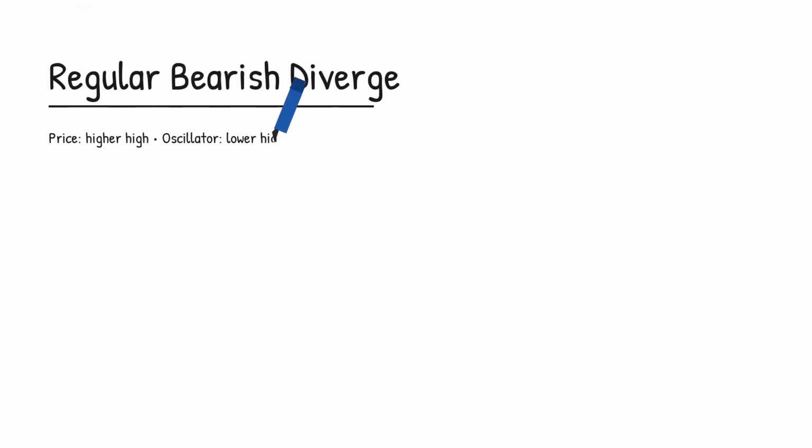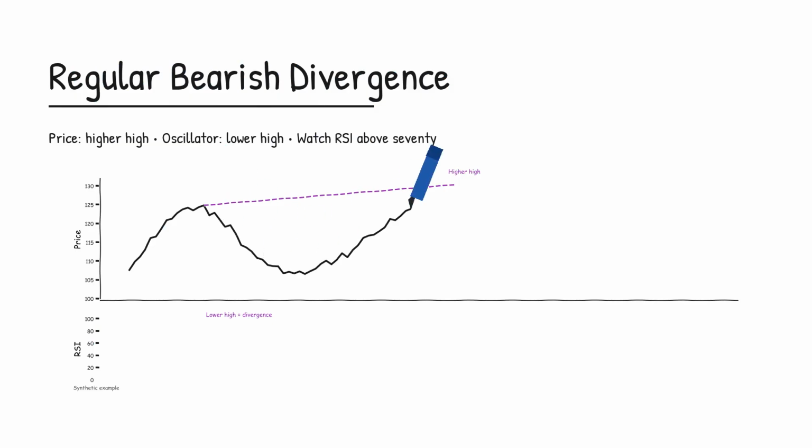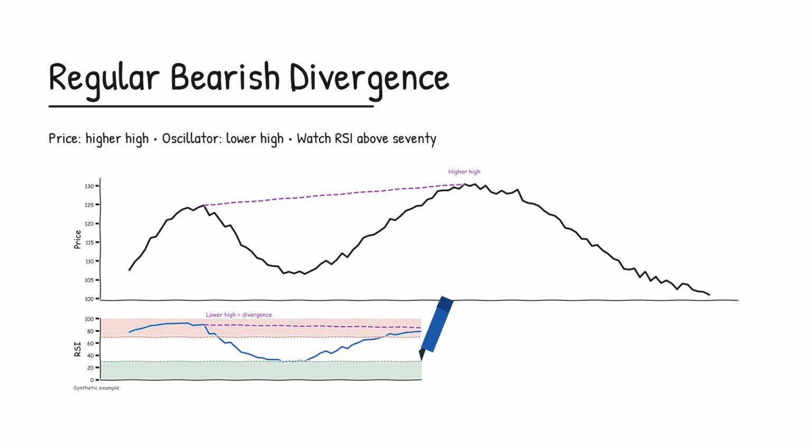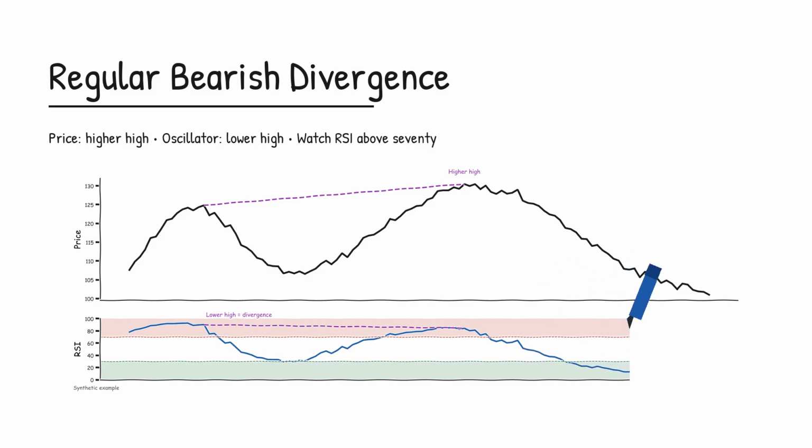The mirror image: price grinds out a higher high, but the oscillator carves a lower high. Buyers are still in control of price, but losing grip on momentum. On MACD, this often shows as a histogram that simply cannot exceed its prior peak, even as price does. Pair that with RSI rolling over from above 70, and you have a textbook setup.